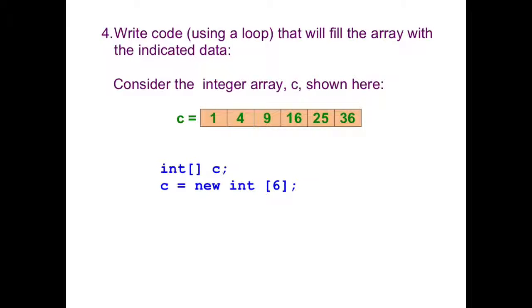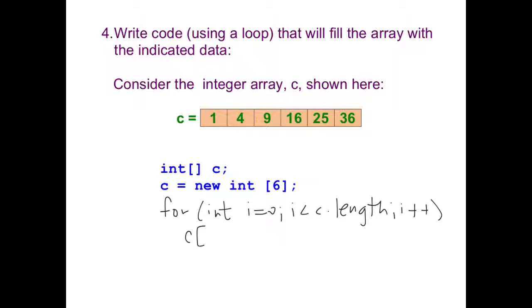C, and we're going 1, 4, 9, 16, 25, and 36. This is a little more challenging perhaps. The beginning is going to be the same. For int i equals 0, i less than c.length, and i plus plus. And now we see if we can figure out our pattern.